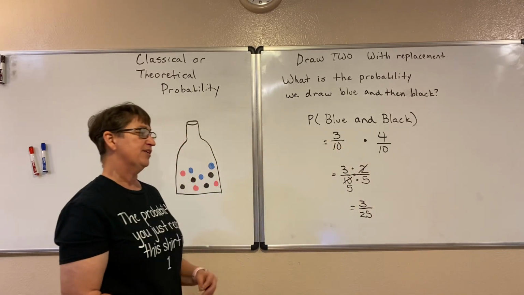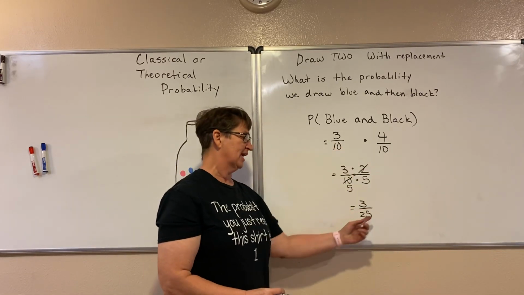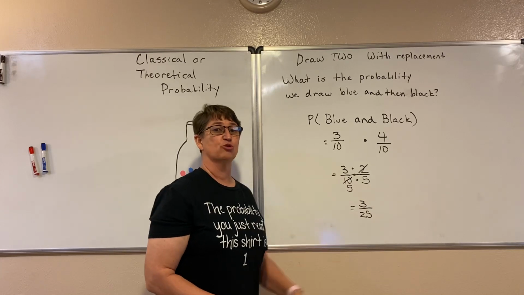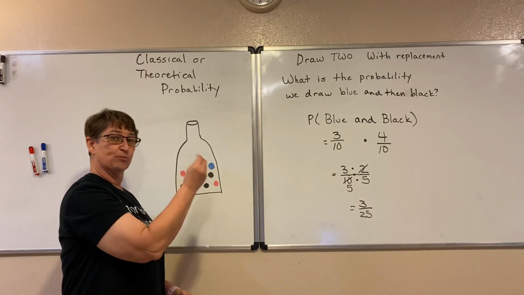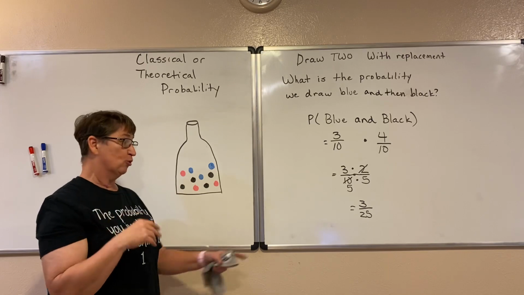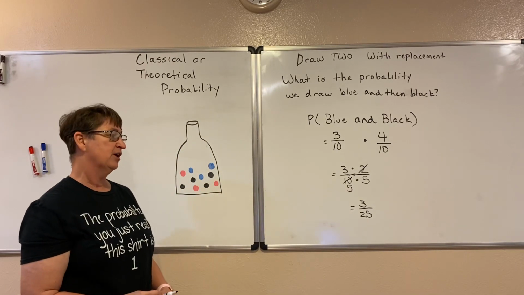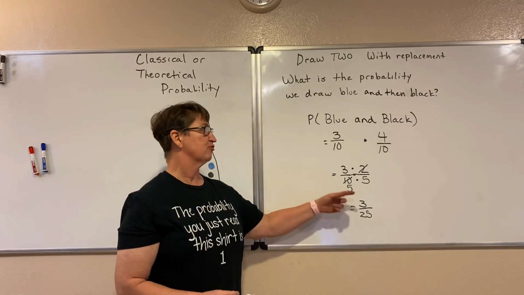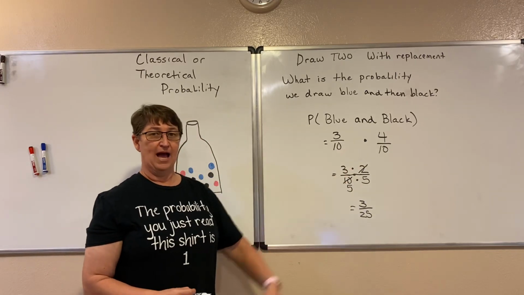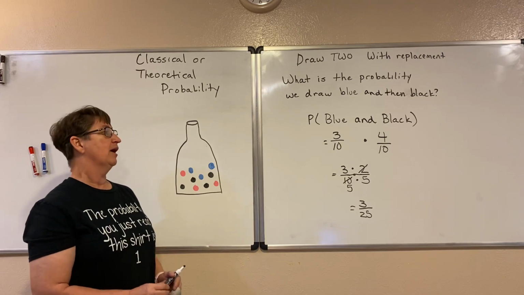The probability that I get a blue and then a black is 3 out of 25 times. So if I were to draw 2 marbles with replacement, if I did that experiment 25 times, 25 trials there, I would expect 3 of the times for me to get a blue and then a black.